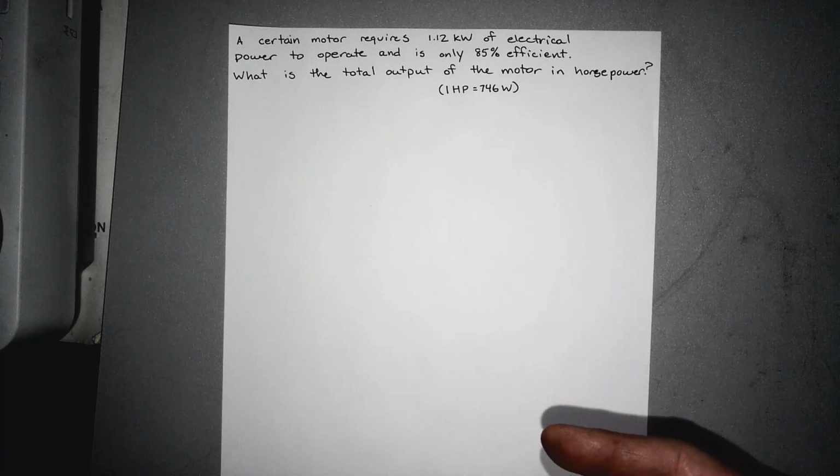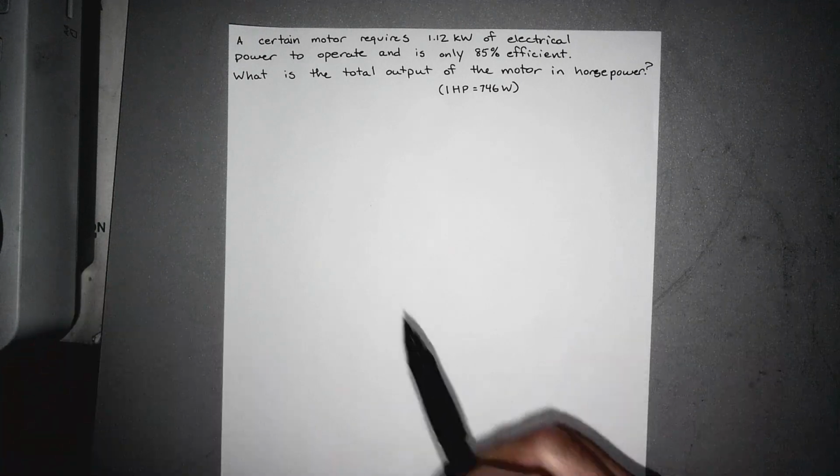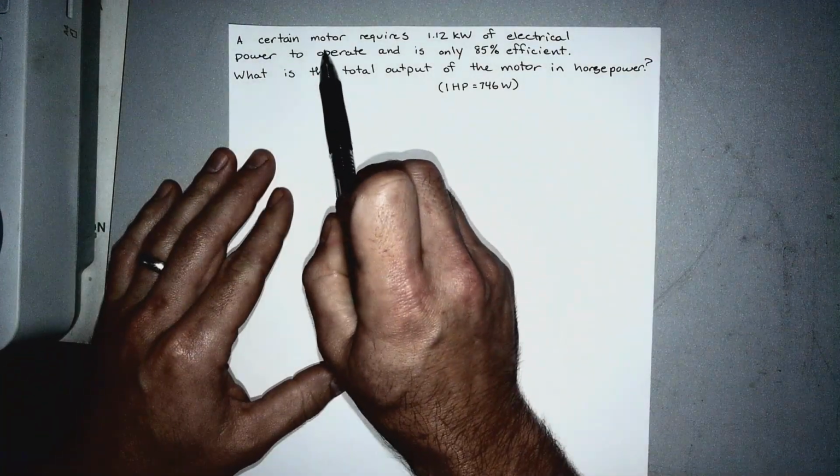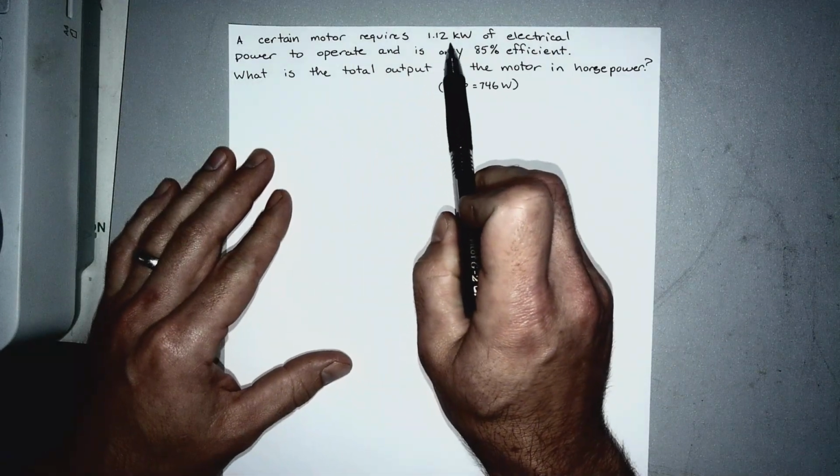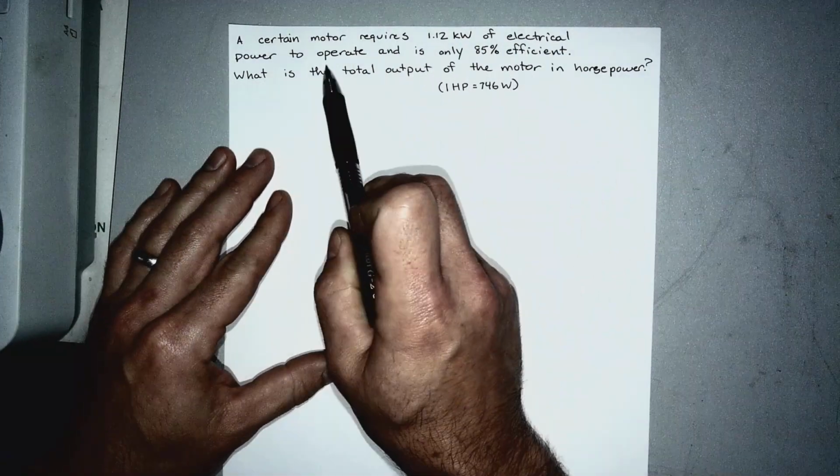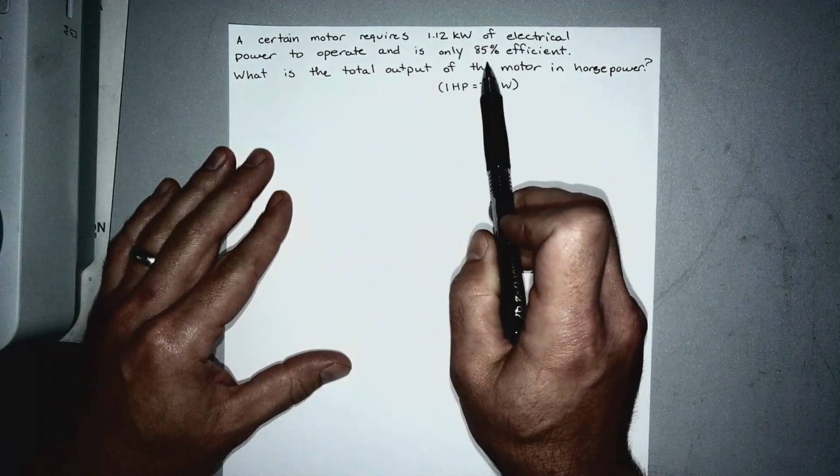All right, so we're on to our last motor efficiency problem. In the previous two, we were looking for the efficiency of the motor and the input of the motor, and in this one, we're going to be looking for the output. So a certain motor requires 1.12 kilowatts of electrical power to operate and is only 85% efficient.